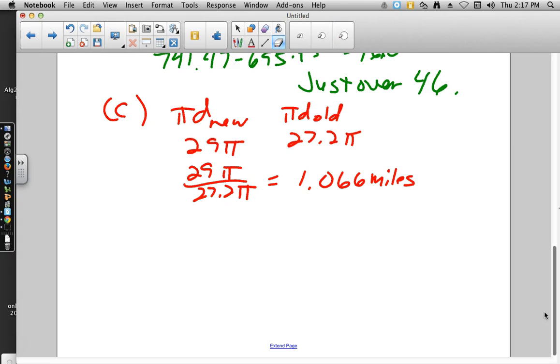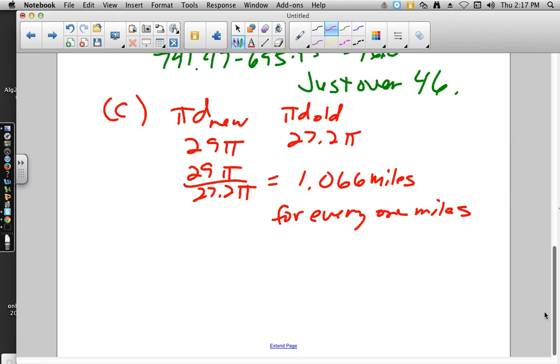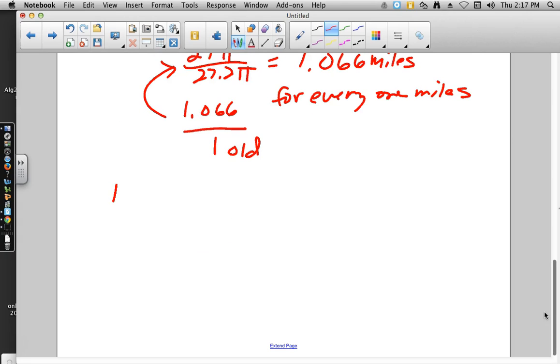Because if we divide this out, what we're really doing when we divide it is we're changing this so it's something over 1. So the old one is going to be 1, but the new one was 1.066. And so you're getting more miles out of that tire by the fact that that diameter is larger. And so what that does is that throws off your odometer and your speedometer.